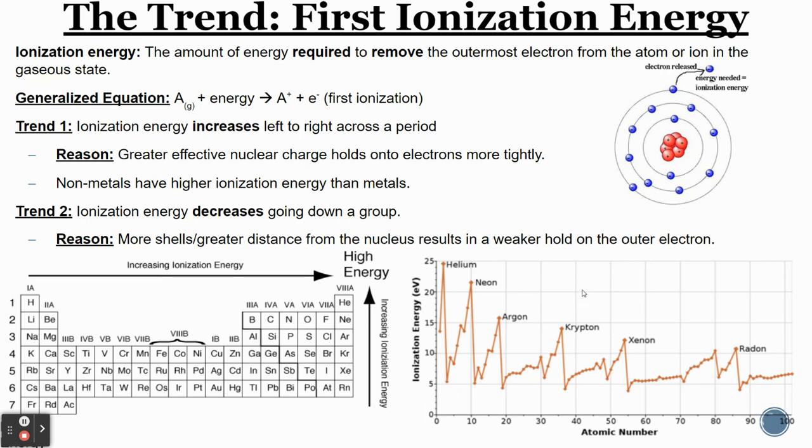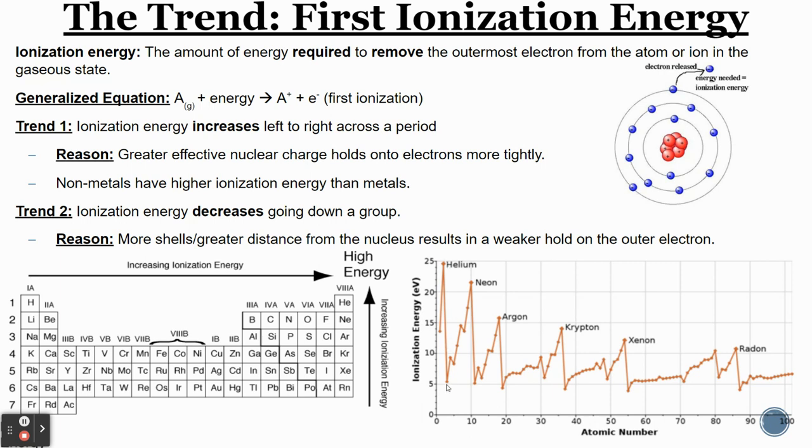This graph here is the ionization energy plotted on a graph. On the x-axis, you can see the atomic number, and on the y-axis, you can see the ionization energy. When we say atomic number, you literally take the atomic number from the periodic table. So, element number 1, number 2. Number 1 over here would be hydrogen, and number 2 is helium.